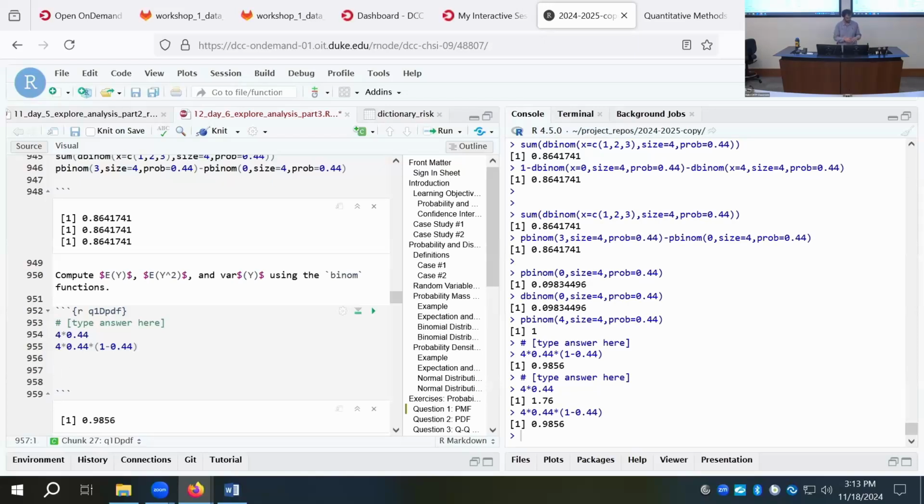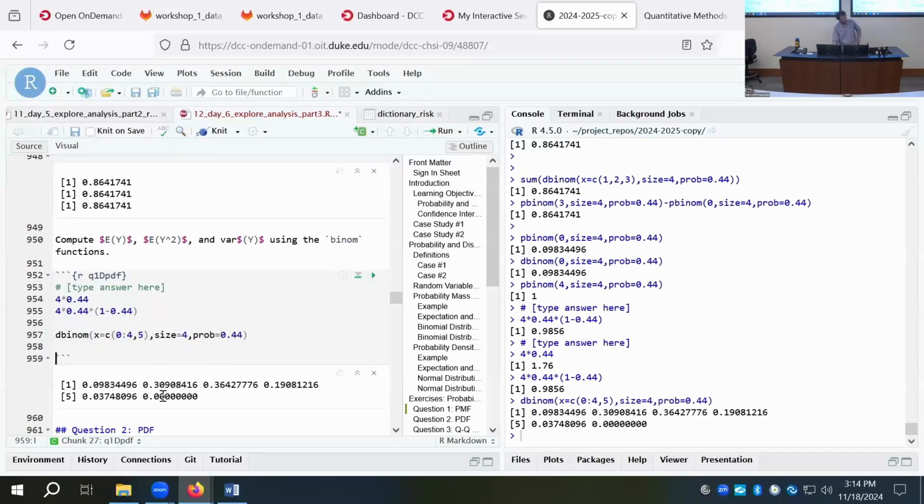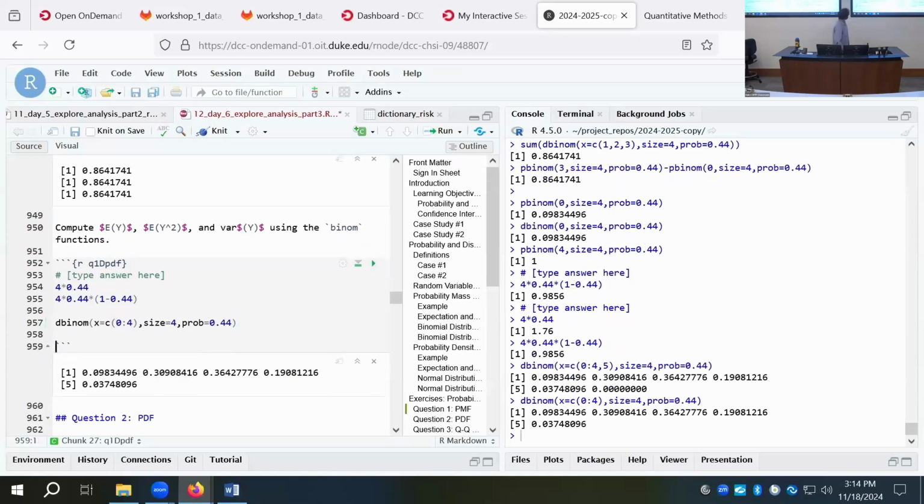All right, so let's calculate the expected value. The way I'm going to do this is, if you remember, it's the summation of y times the probability, right? So I'm going to calculate d binom, x equals 0 through 4, size equals 4, prob equals 0.44. I'm going to throw in a 5 here just to see what it does. I believe it just gives me a 0, right? So if I say, hey, what's the probability that x equals 5 when you have 4 trials? That's not going to happen. Probability 0.